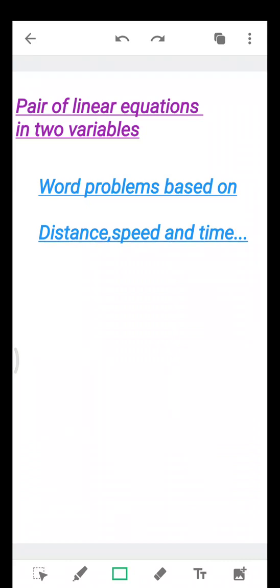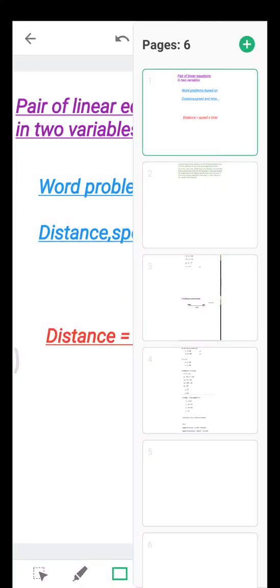So everybody knows the formula of distance, that is distance is equal to speed into time. Okay, we are going to apply this formula. This formula is used in physics. You might have learned this in physics chapters. So this is also used in mathematics. So let's see how to use this formula to solve equations based on distance, speed and time.